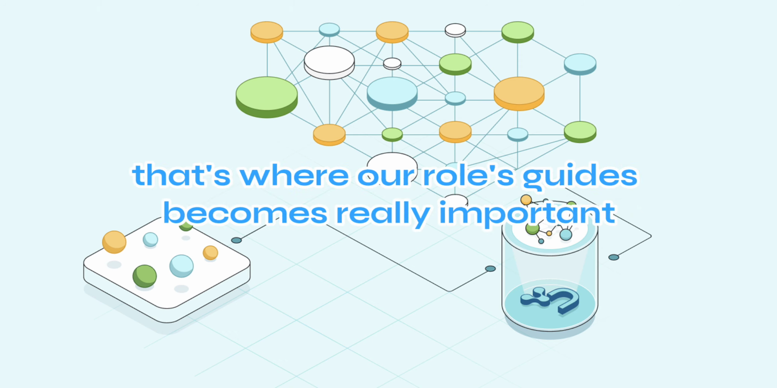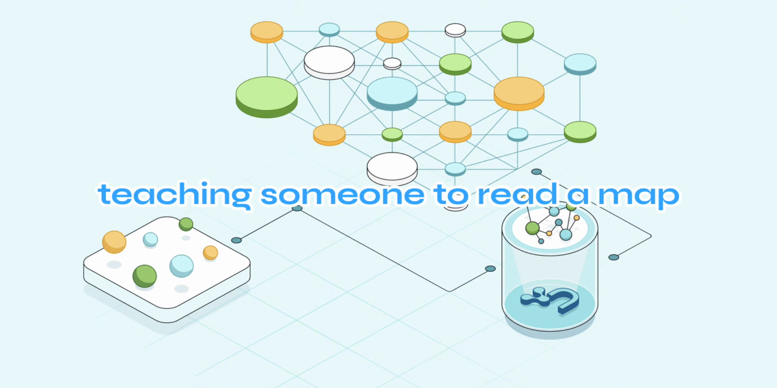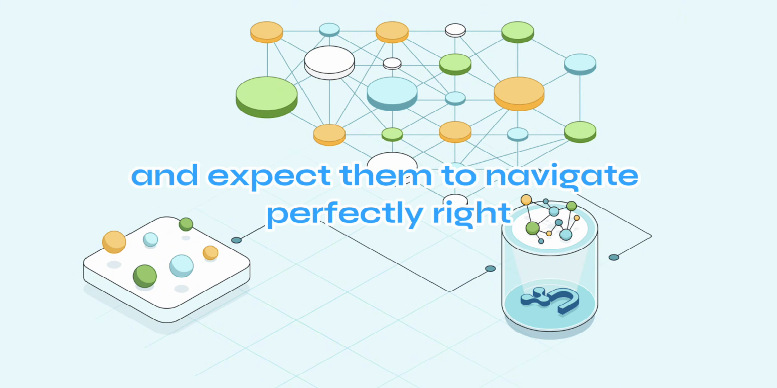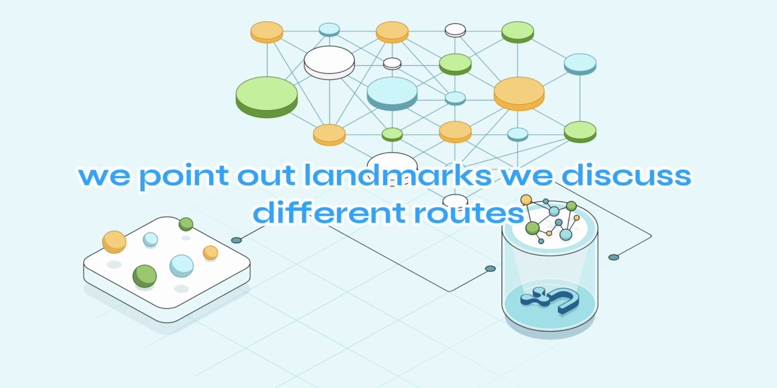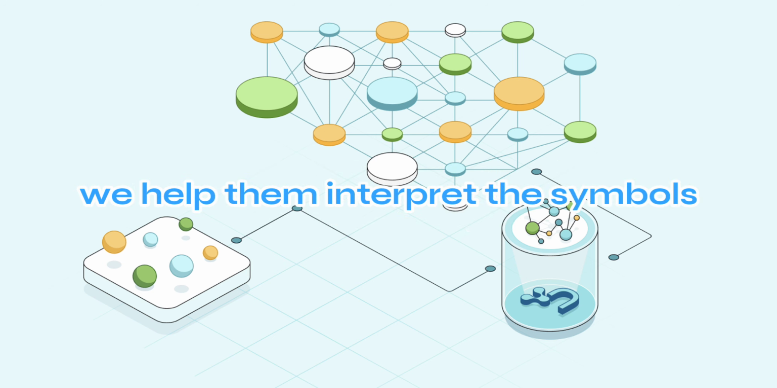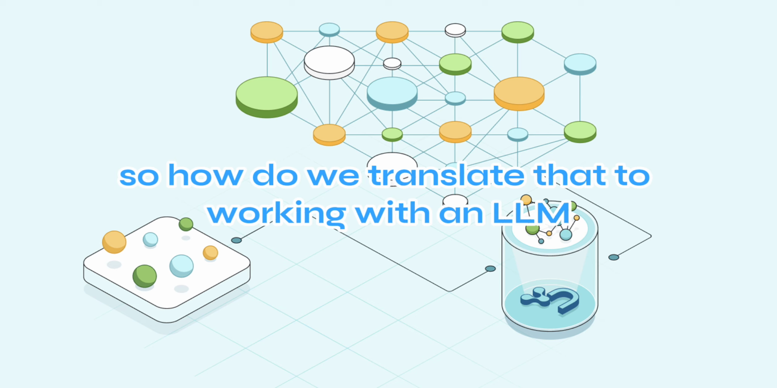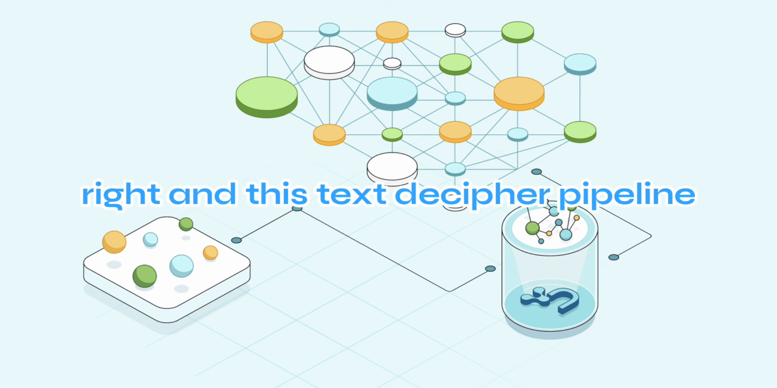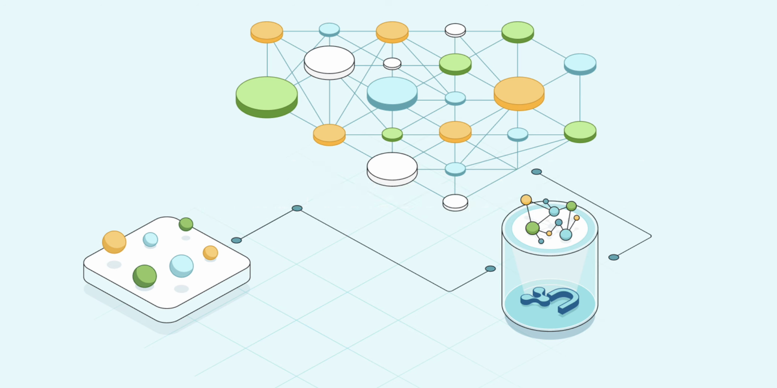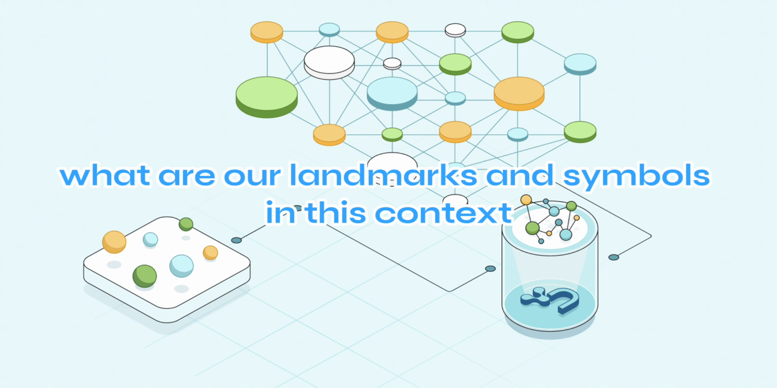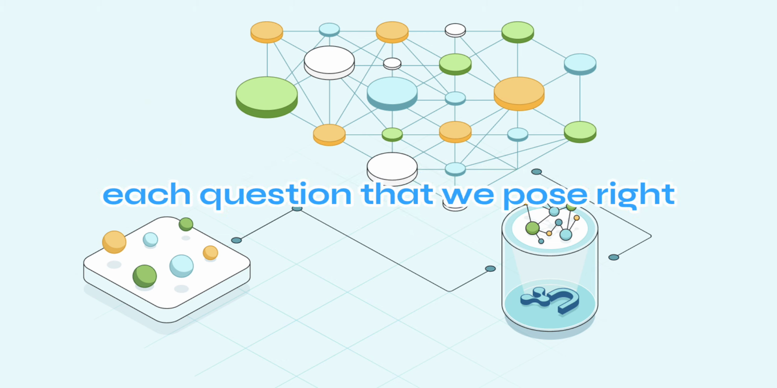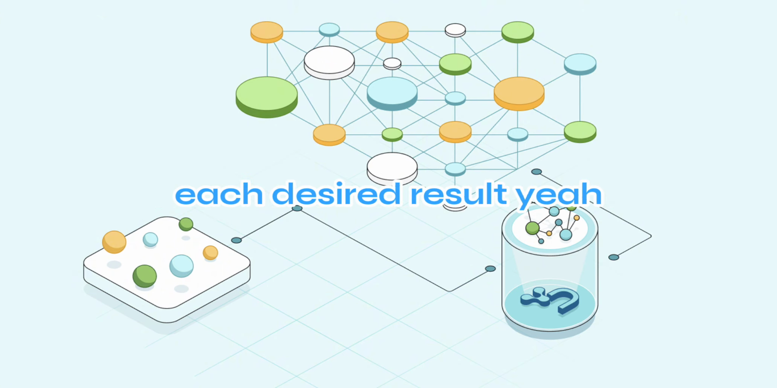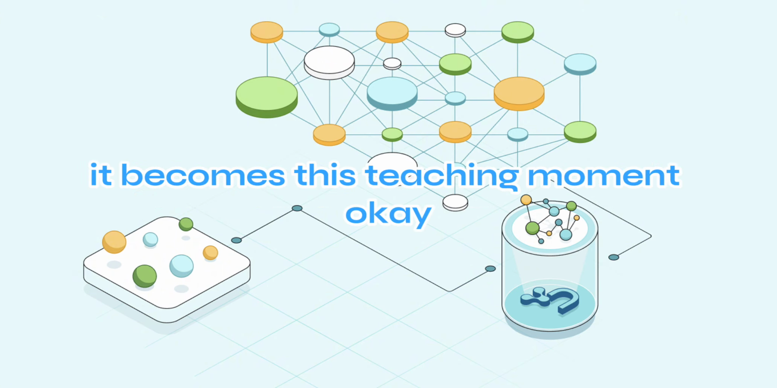That's where our role as guides becomes really important. It's like teaching someone to read a map. You don't just hand them the map and expect them to navigate perfectly. We point out landmarks, we discuss different routes, we help them interpret the symbols. So how do we translate that to working with an LLM and this text-to-cipher pipeline? What are our landmarks and symbols in this context? It all comes back to those real-world examples. Each question that we pose, each desired result, becomes a teaching moment.